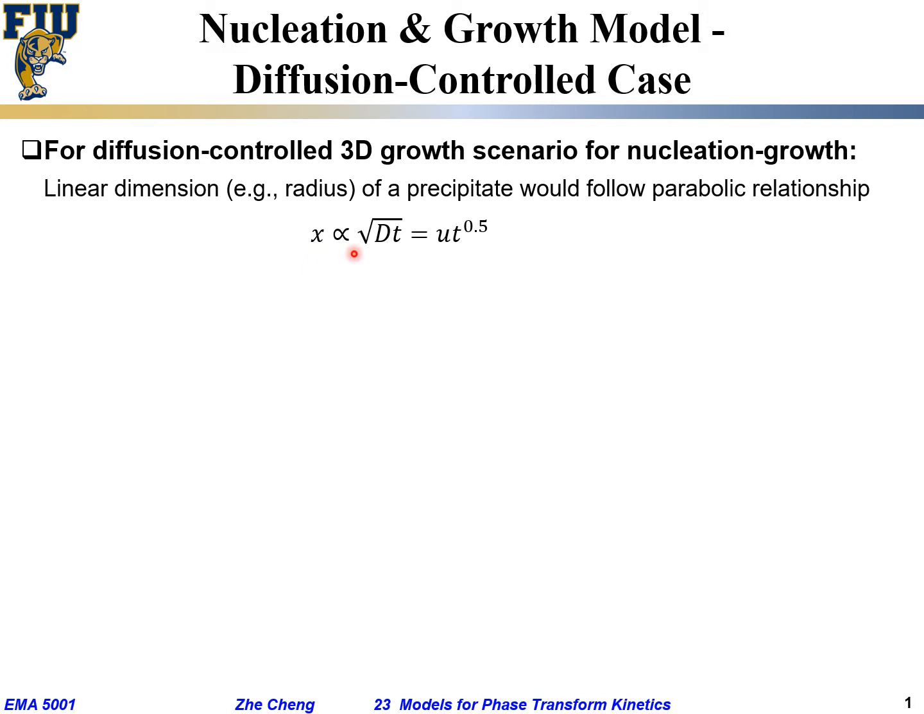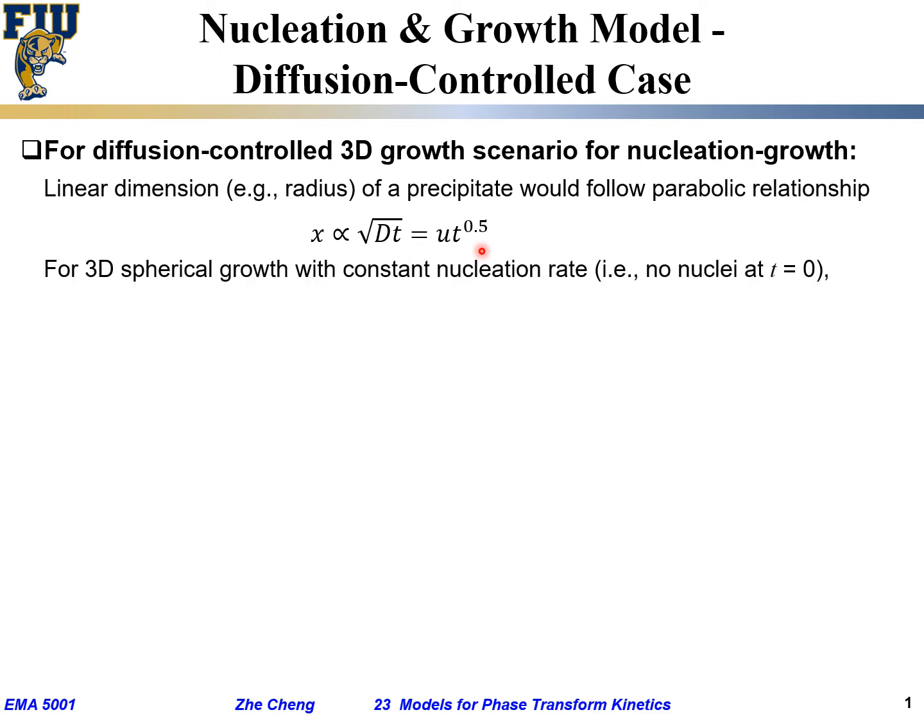The thickness would be linearly proportional to the square root of Dt. Of course, there may be other factors in front, but it's linearly proportional to the square root of Dt. We can write x equals a constant times t to the power of 0.5, or square root of t. This relationship links the precipitate layer thickness and the time t, which we call the parabolic relationship.